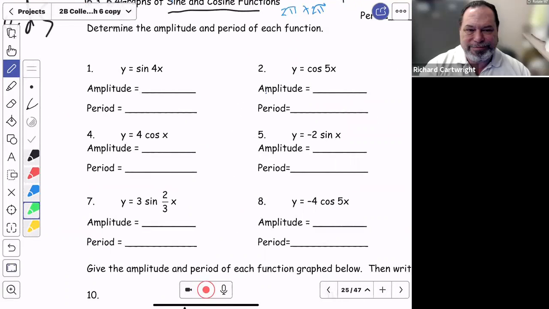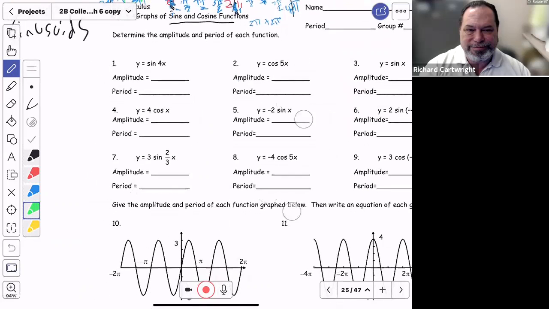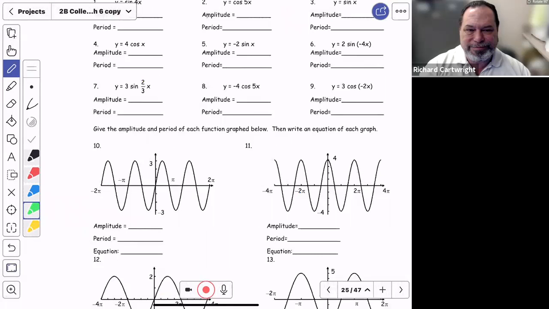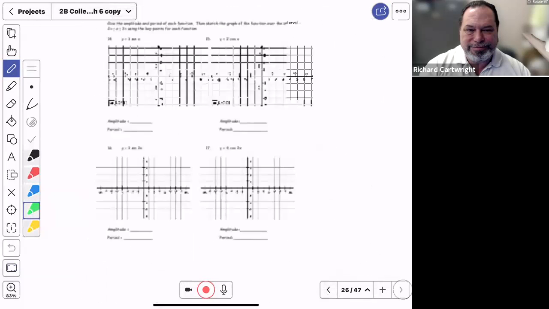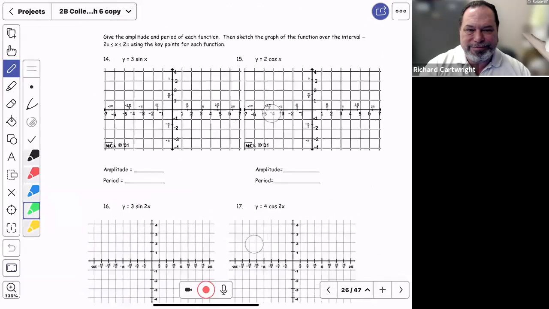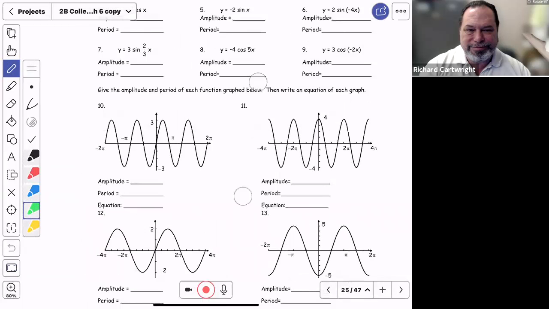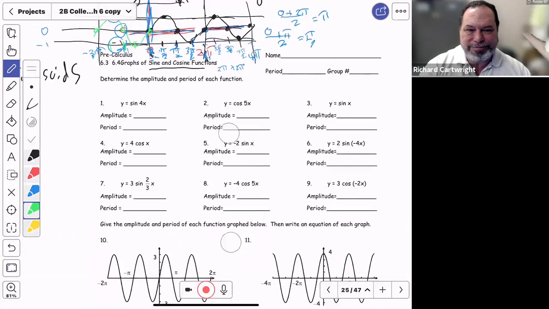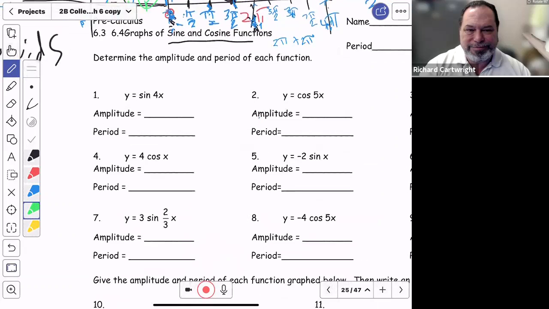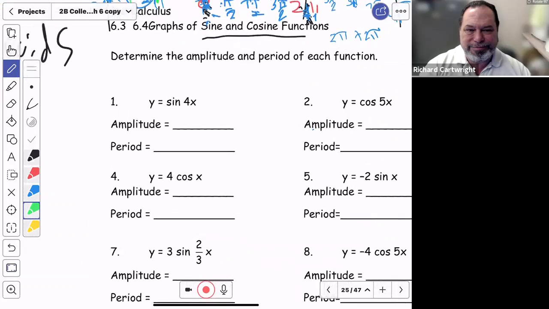This first page is nothing but identify the amplitude and periods. As you go down, we're identifying the amplitude and periods through the graphs. The next page actually has you graphing them. You did a lot of that. So those first two pages, you should be able to get through, but I want to review with you a little bit. Sine of 4x, why is this problem different?